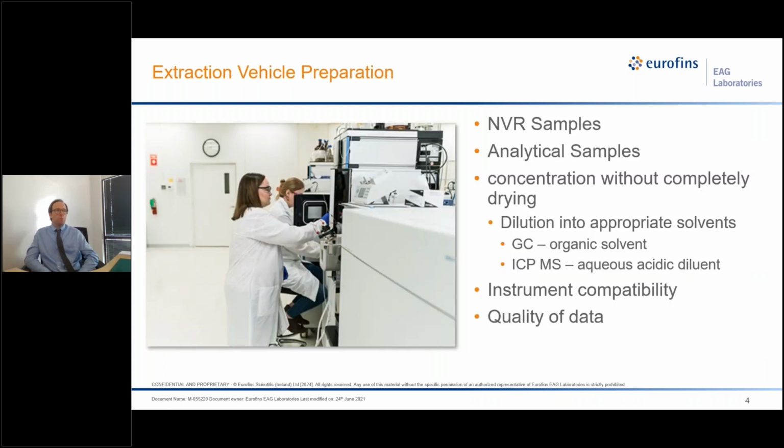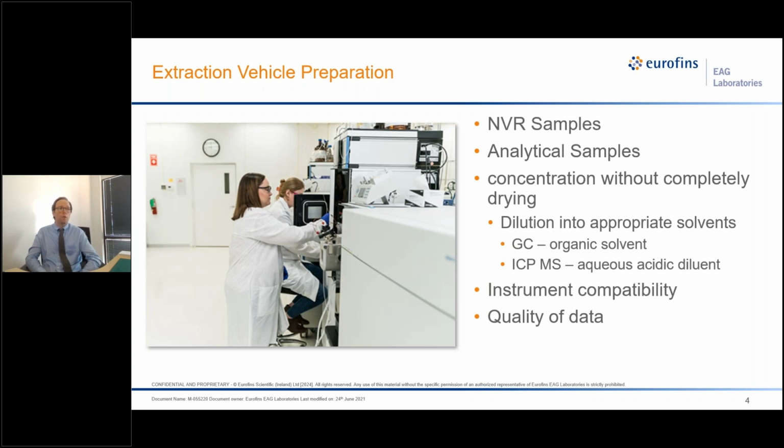So for extraction vehicle preparation, we've decanted these extracts from the devices, and we now need to prepare them for analysis. So in the case of the non-volatile residue samples, it's pretty simple. We're going to dry those completely, right? And that's why it's non-volatile, right? The volatile portion's removed, and so now we have something that we can analyze gravimetrically.